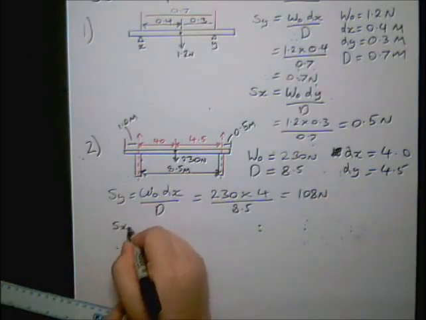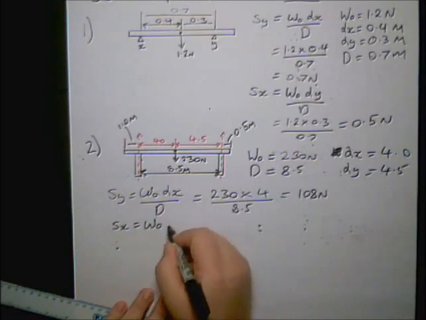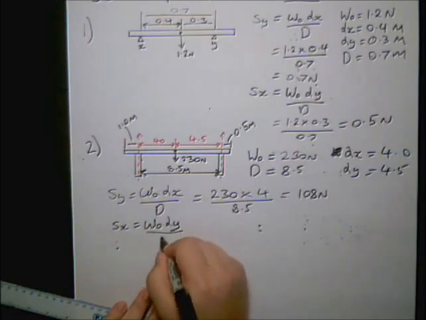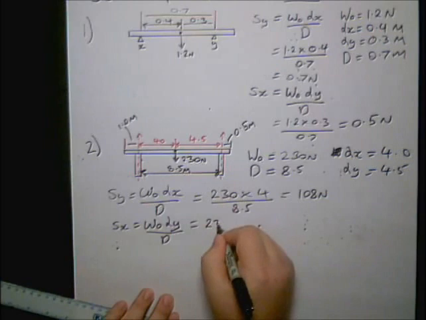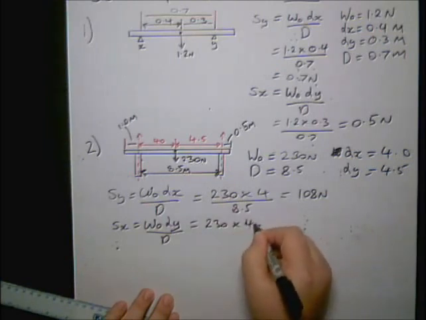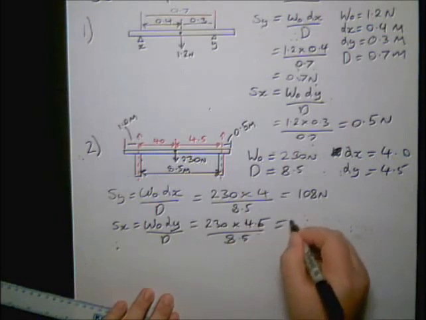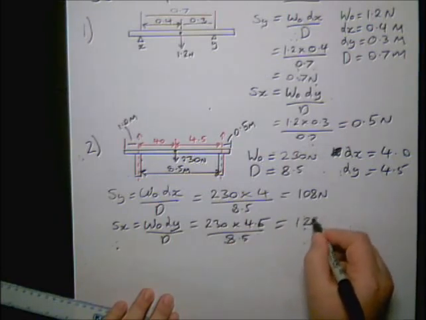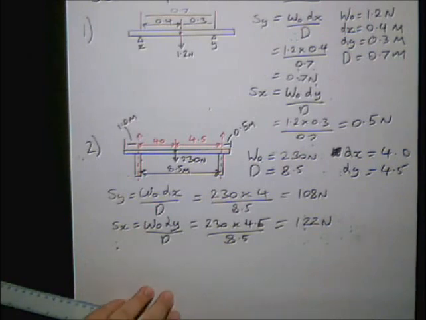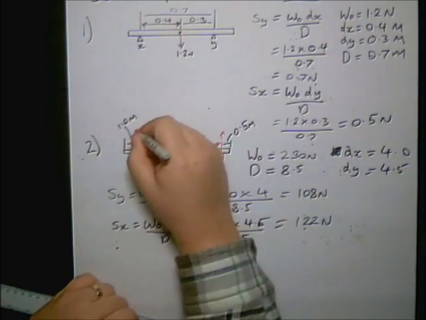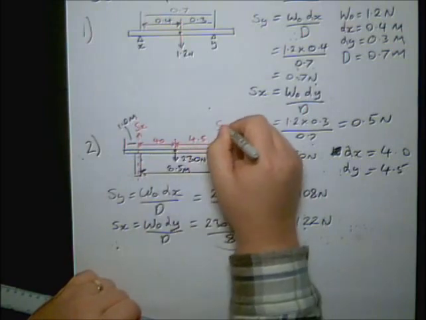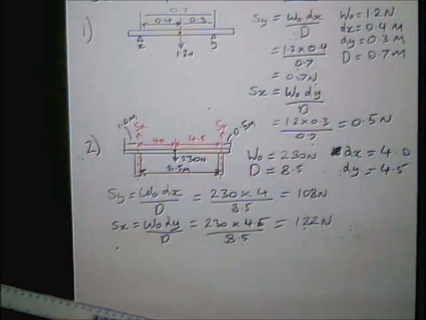And then Sx is W0 dy, so it's the opposite, over d, 230 times 4.5 over 8.5, which works out to 122 newtons. The second part of the question says the force of the beam on each wall. So that's the support force that we've calculated. Let's draw that on. That's Sx, Sy. That's the forces we've just calculated.